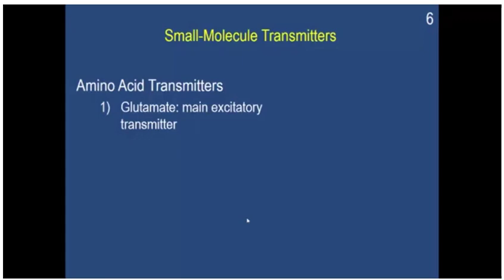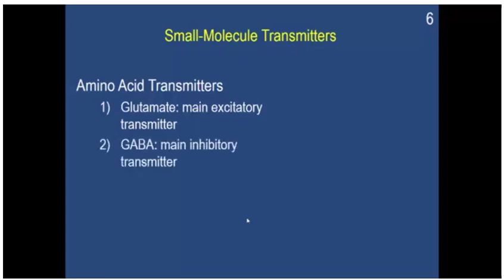That means that 99.9% of the time glutamate is released, it will cause the next neuron to be excited. Sodium will go in, calcium will go in, those types of things. That's going to happen, and it's going to increase neurotransmission.